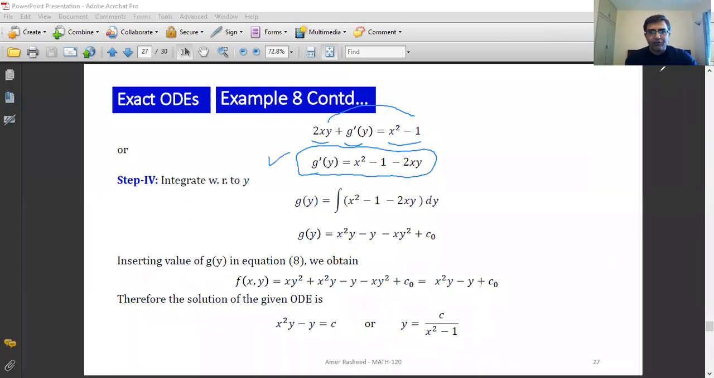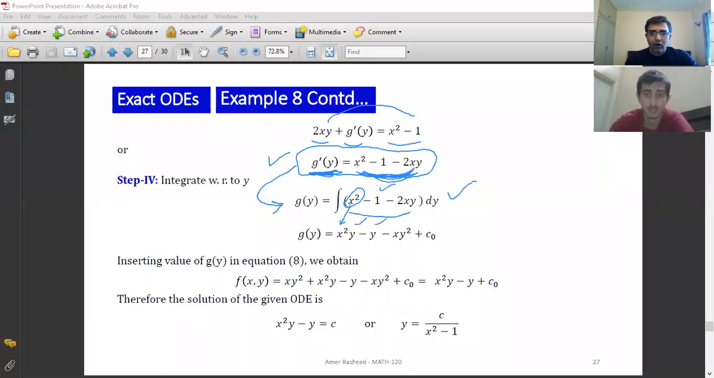So now we need to find g of y. Here we have g dash of y. What we do here, we integrate with respect to y. The derivative and integral will be cancelled, and on the right hand side we have to integrate this thing with respect to y. X will be considered as constant, so x squared will be constant. The integral of 1 is y, and the integral of this thing with respect to y is x y squared by 2. The 2s cancel, and we get x squared y minus x y squared plus a constant of integration.